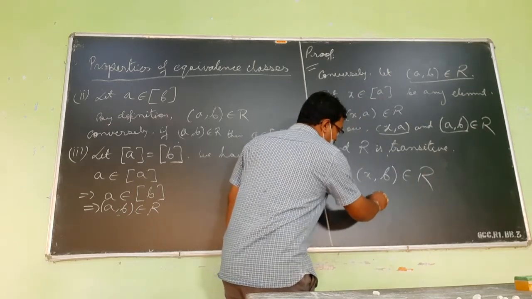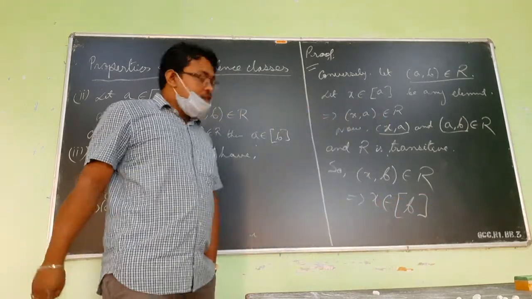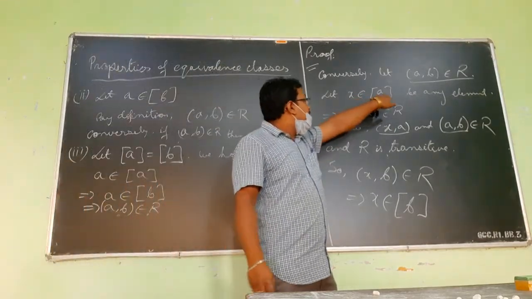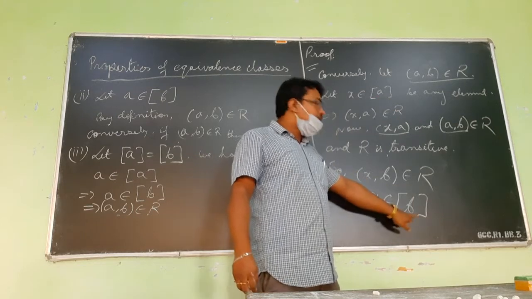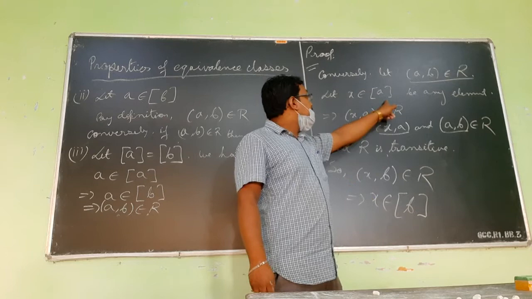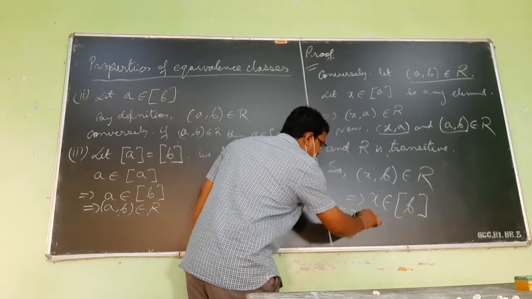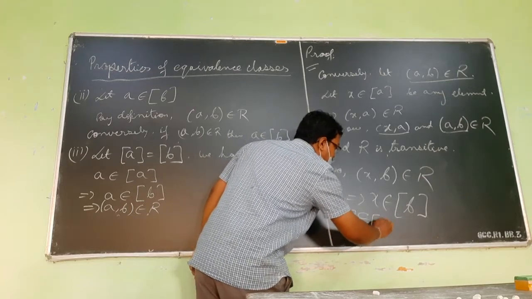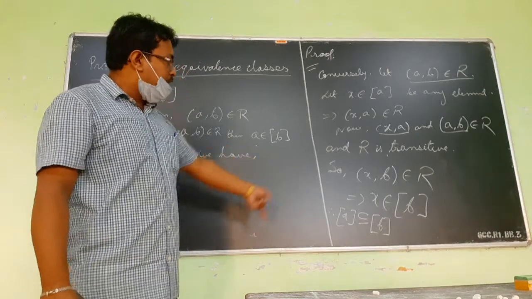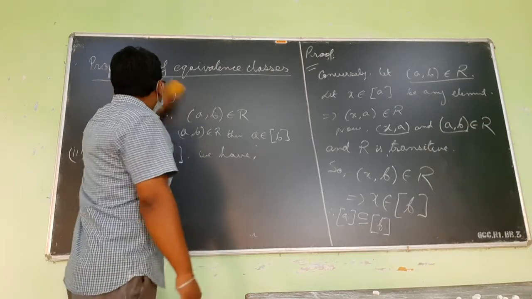So from here it will follow that x belongs to the equivalence class of b. So every element of class A is inside class B. That means class A is a subset of class B. So one part I have shown. The other part is I have to show class B is a subset of class A. So how to show that?